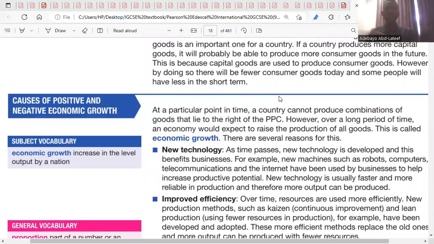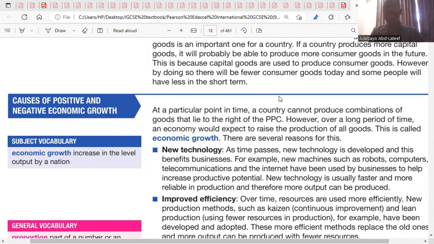When we talk about the causes of positive and negative economic growth, but before we go into them, what is economic growth? Economic growth means an increase in the country's output. That means the production capacity of a country has increased. That is economic growth. Okay.